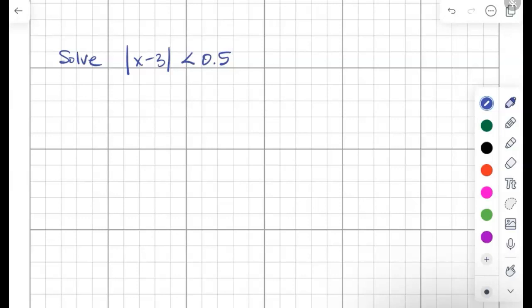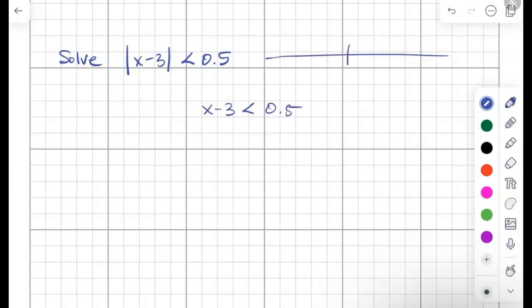So remember when you learned about absolute value, you learned that it is the distance away from zero. So if you ever have an absolute value and they say it's less than 0.5, you're saying the distance of this expression is less than 0.5 units away from zero. So that means that the distance of this expression, the length of it, could be less than 0.5.